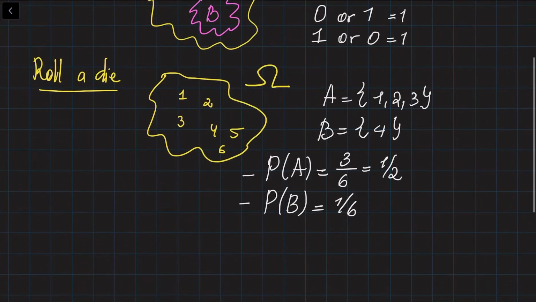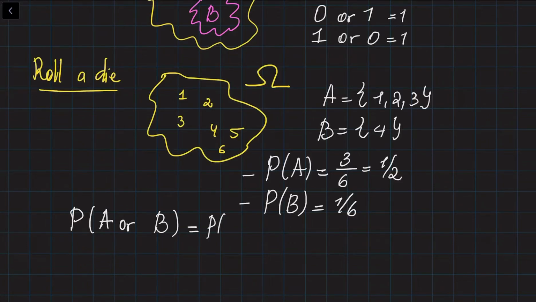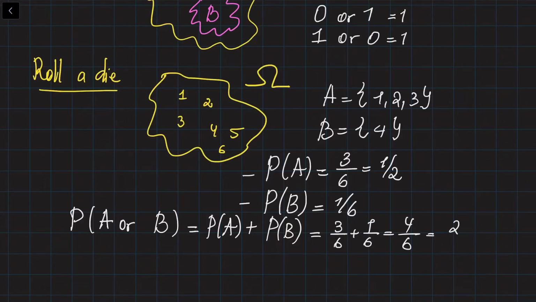So now, I would like to play a new game where I say, hey, you roll a die. If you get a result from A or from B, you are going to win. So either you get a result from A, or if you don't get a result from A but at the same time you get a result from B, you still are going to win this game. So basically, the probability of A or B is going to be equal to the probability of A plus the probability of B. So it is going to be equal to 3 over 6 plus 1 over 6. It's going to be equal to 4 over 6, or 2 over 3.